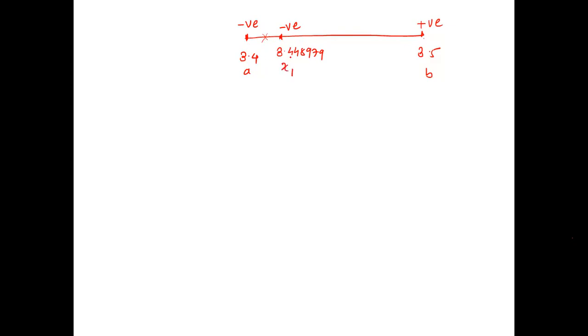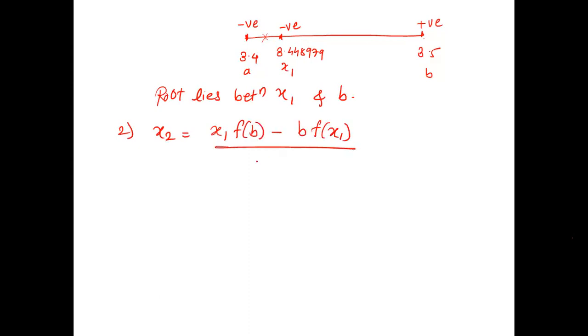This is your x1. So now the root lies between x1 and b. Is that correct? Yes. Right. So the second iteration, x2, is between this. The formula is now x1 f of b minus b f of x1 upon f of b minus f of x1. Clear? Yes. a is changed by x1. Good. So put all the values now.